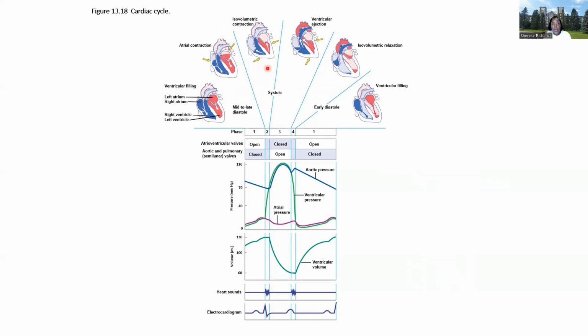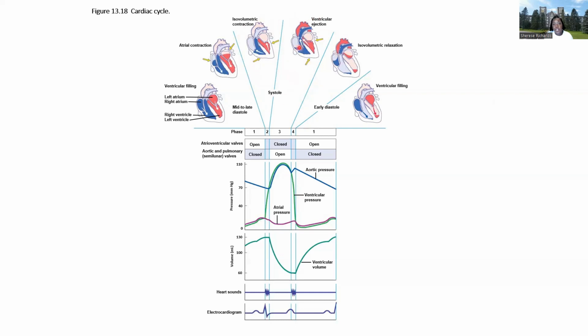Then we move into isovolumetric relaxation. All 4 valves are closed. Blood is moving in no direction, therefore volume is not changing. The ventricle is simply contracting in order to raise that pressure to overcome the pressure in the arteries. That is going to be the first part of systole.